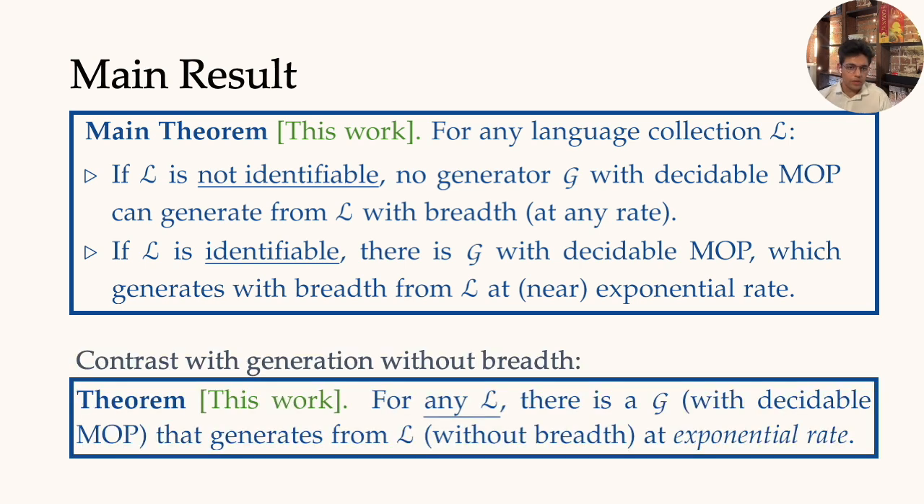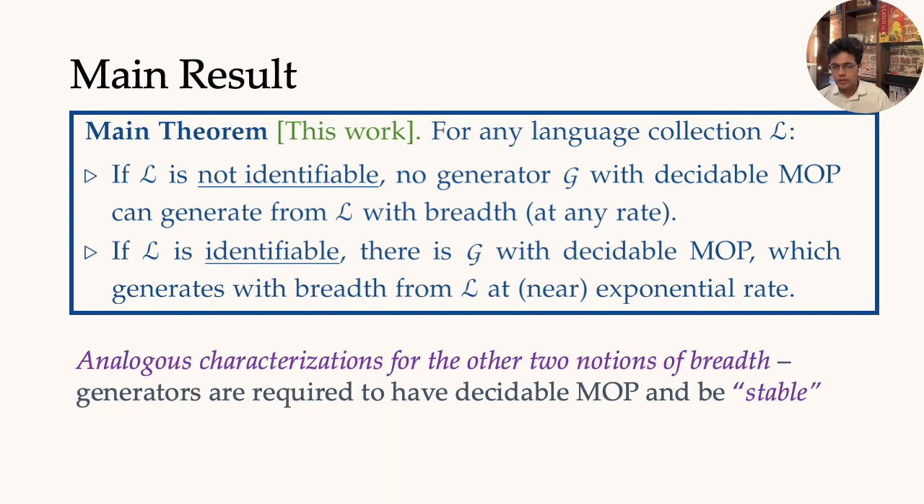This stands in stark contrast to generation without requiring breadth, where we show that for any language collection, whether it's identifiable or not, there is a generator that can generate, possibly without breadth, from this language collection at an exponential rate.